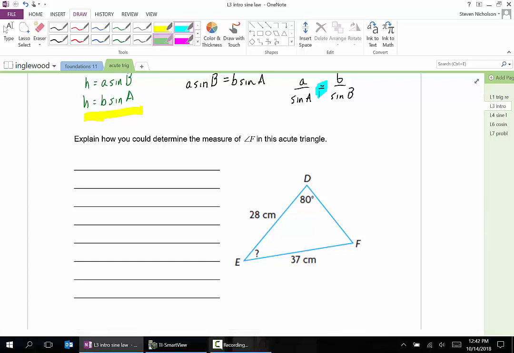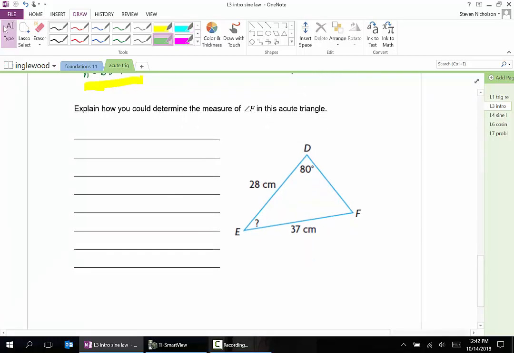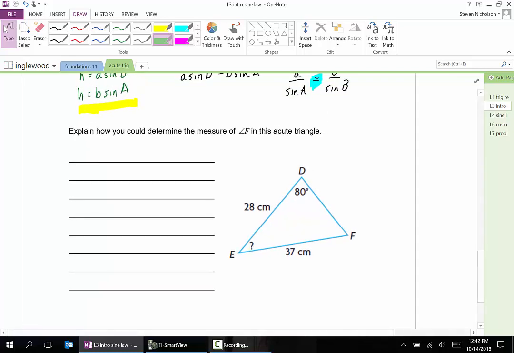the sine of the angle opposite. And that becomes a very powerful thing. It actually makes grade 11 trigonometry easier than grade 10. So in this one right here, explain how you could measure angle F in this acute triangle, determine the figure. Well, really, all we'd have to do is similar to what we did in these previous two examples.